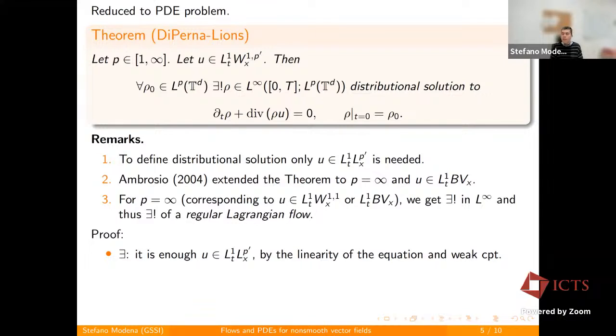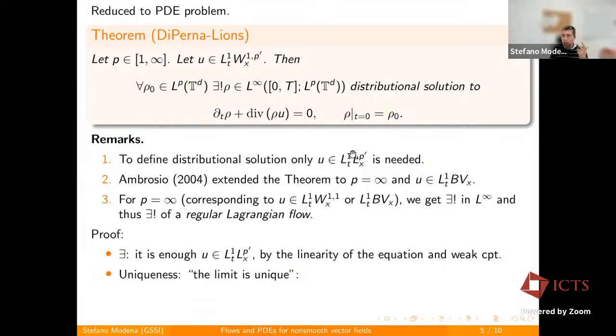And weak compactness is quite easy to obtain because you just need a uniform bound for the solution itself and not for its derivatives. So existence is quite an easy task. I hope I convinced you of that. And then the main question is about uniqueness.